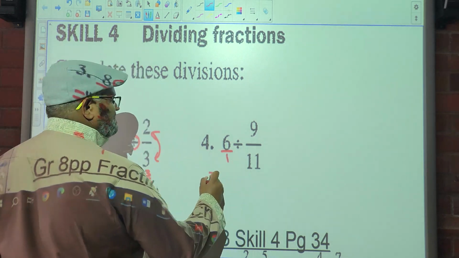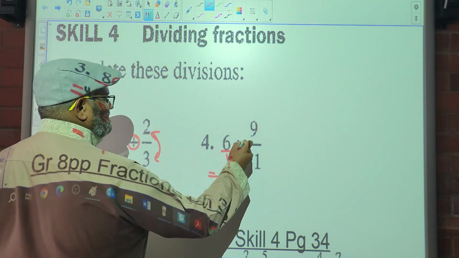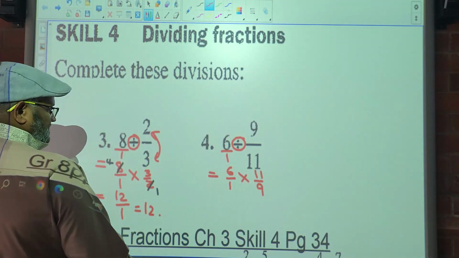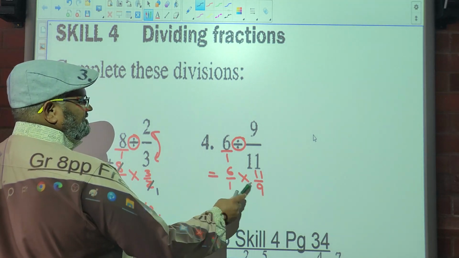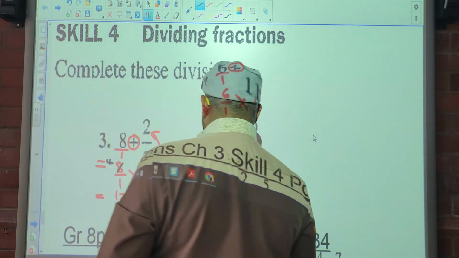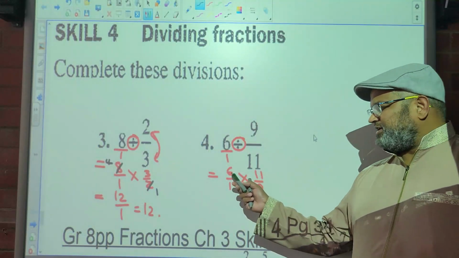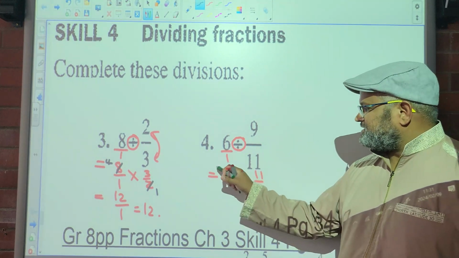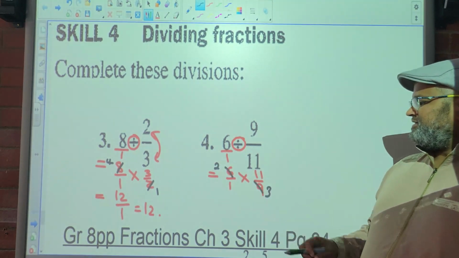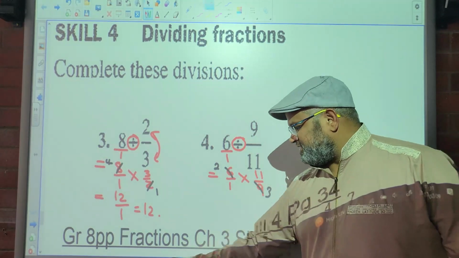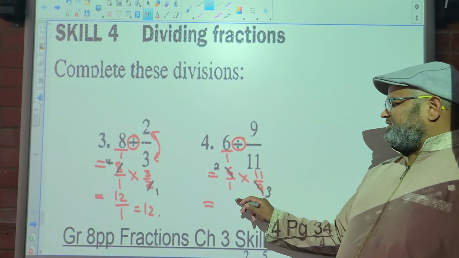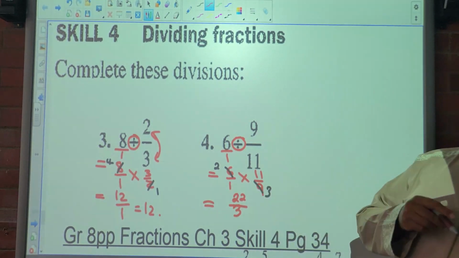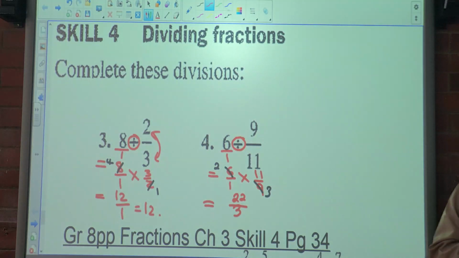Remember, this is 6 over 1, not so. The 6 over 1 must be multiplied by 11 over 9. Is there anything that can cancel here? Can 3 not go into 6 and into 9 without remainder? Yes. So 3 goes into 6 twice. 3 goes into 9 thrice. So that answer is 2 times 11 is 22 over 1 times 3 is 3. You could have written it as 7 and 1 over 3 as well. You would agree with that?